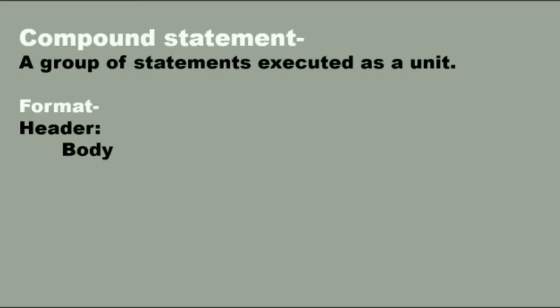A compound statement, on the other hand, consists of a group of statements. So the structure of a compound statement is somewhat different. First of all, the compound statement starts with a header and that header line ends with a colon. The rest of the lines that are part of the compound statement are written slightly indented, as you can see over here. Header followed by colon and then the body, which is slightly indented. The selection statement that we will be covering in this video is a form of compound statement only.